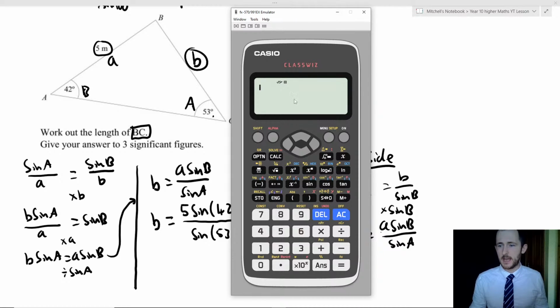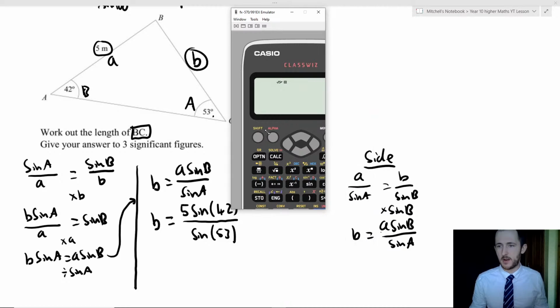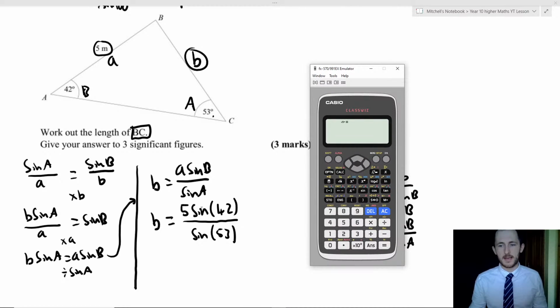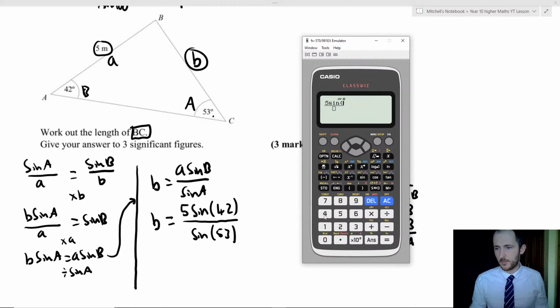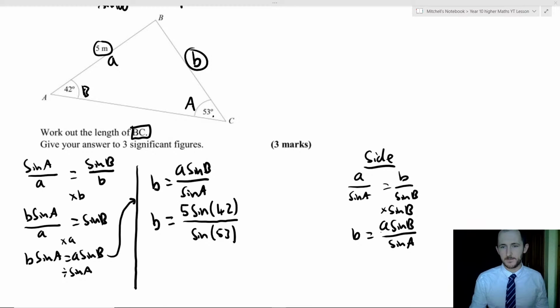Now what I'm going to do is literally type in exactly what I've written out. And this is why I like having working out. 5, actually, I'll make the calculator a bit bigger because it might be hard to see. Sine 42, close bracket, over sine 53. I don't need to think about it, I'm just putting the numbers in. 4.1892 and so on. So let's do it to 3 significant figures. And we need to use units. It's meters in this case.